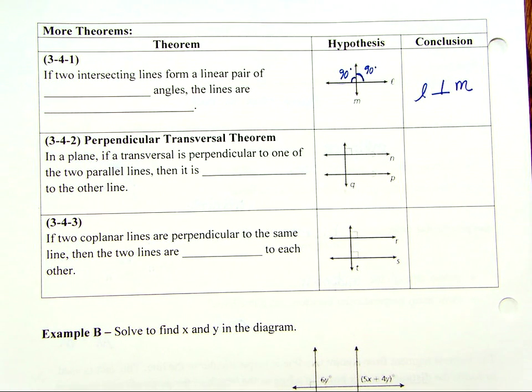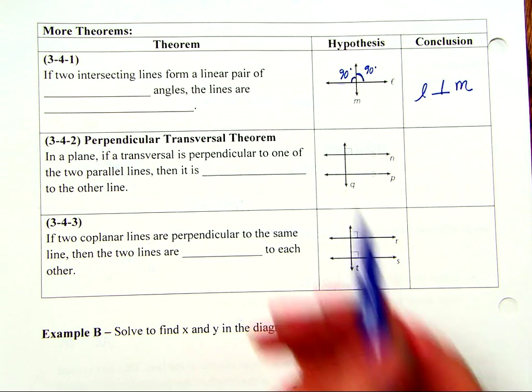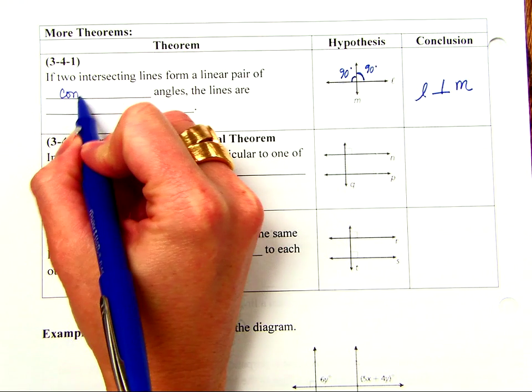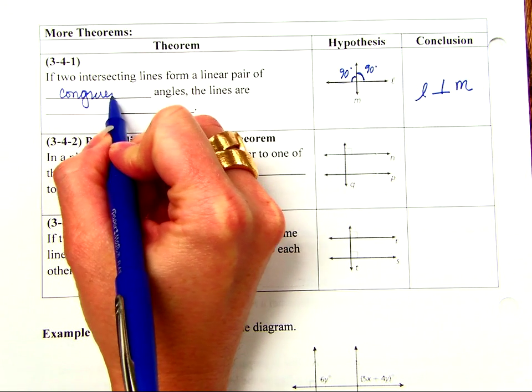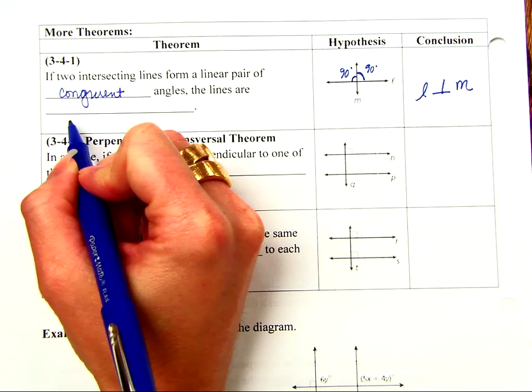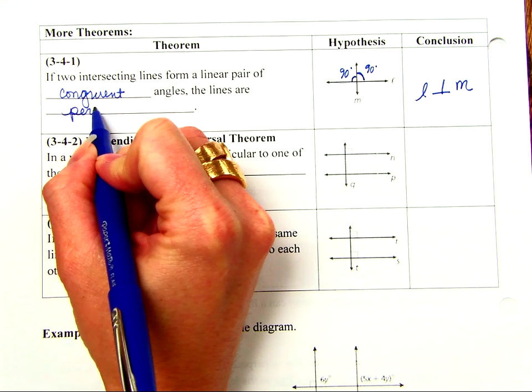It reads that if two intersecting lines form a linear pair of congruent angles, then the lines are perpendicular.